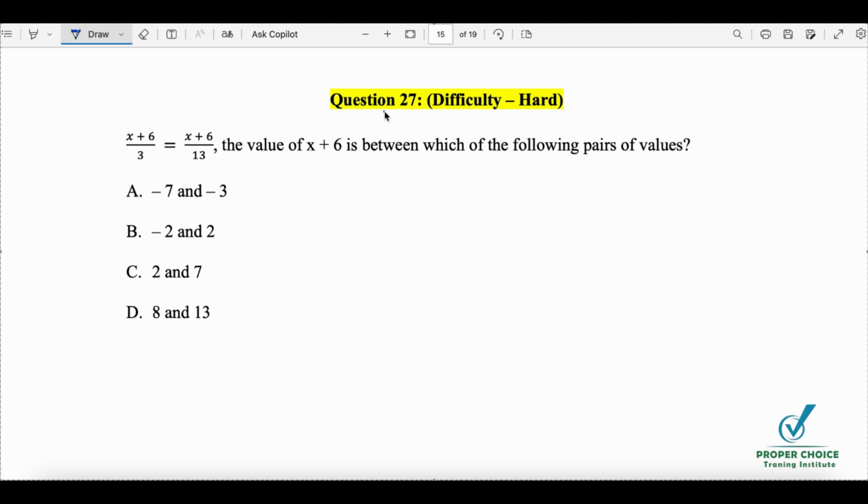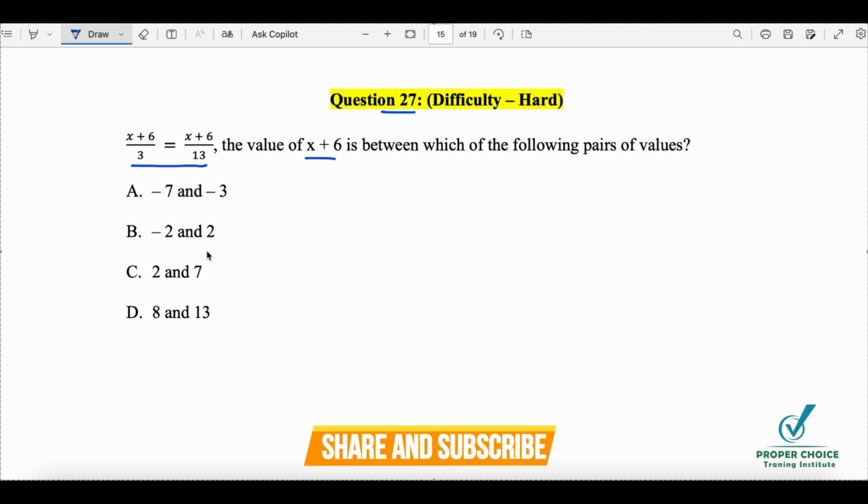Question number 27 says (x plus 6) by 3 is equal to (x plus 6) by 13. The value of x plus 6 is between which of the following pair of values? They are asking us between which two numbers the value of x plus 6 lies. So how do I do this? As long as it is asking me to solve for x, put it on Desmos and get the answer. First you will get the value of x from this, then add 6 to it, and you will get the number between which that entire result falls.